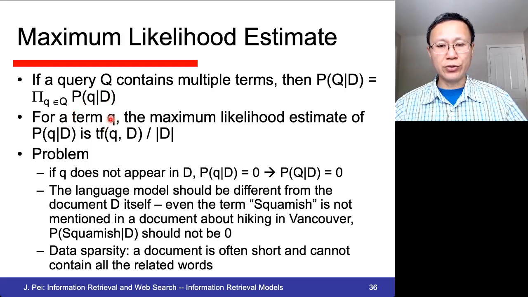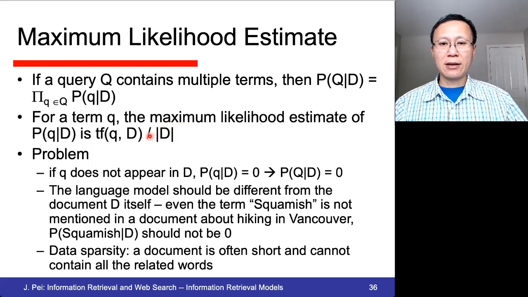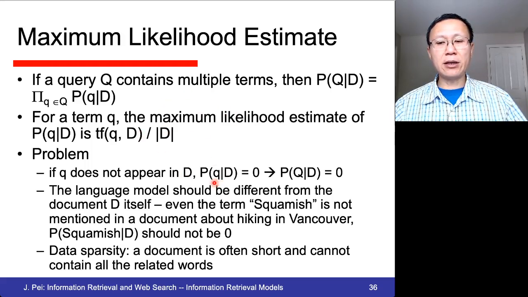For query term Q, the maximum likelihood estimate of the probability of Q conditional on D is the term frequency of Q in this document D, normalized by the size of the document. This calculation is pretty straightforward, but it may have some problems. First, if Q does not appear in this document D, then according to D's estimation, the probability of Q conditional on D would be 0.